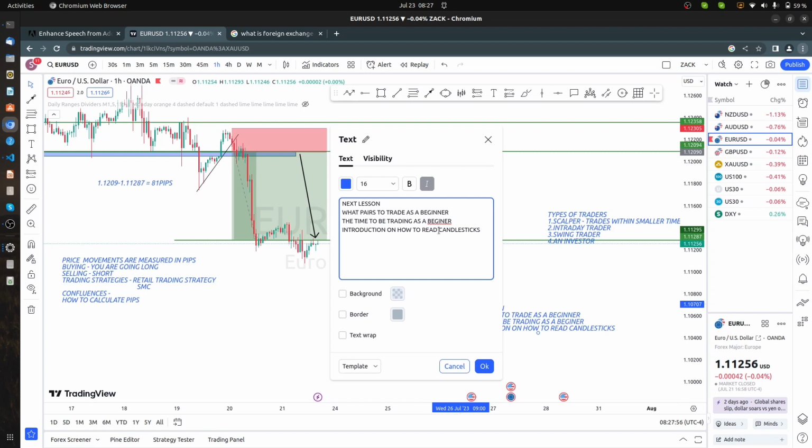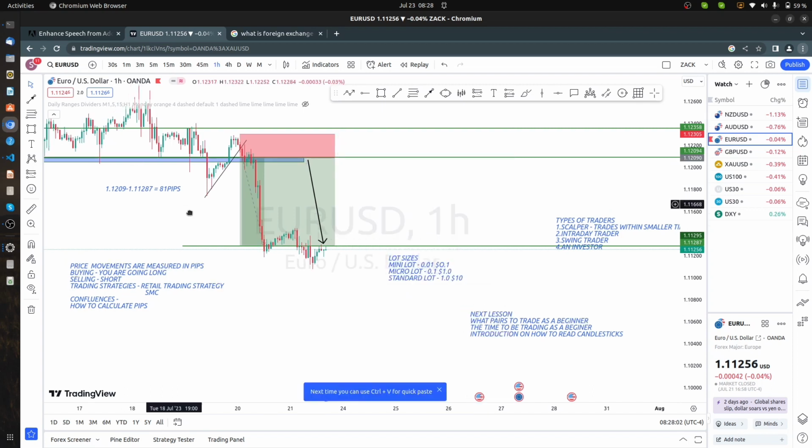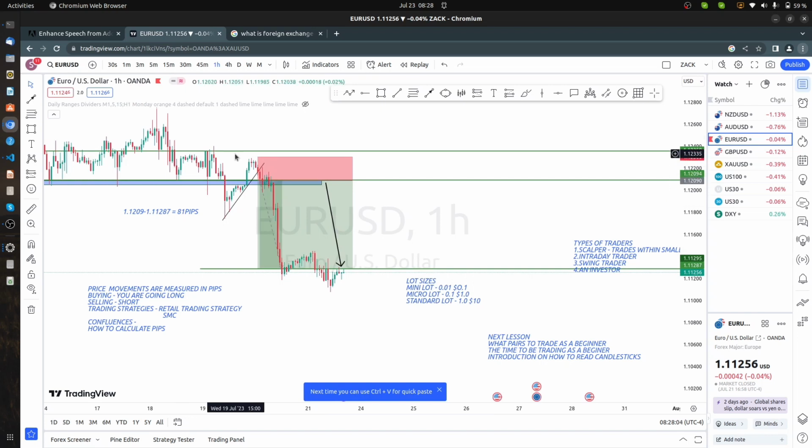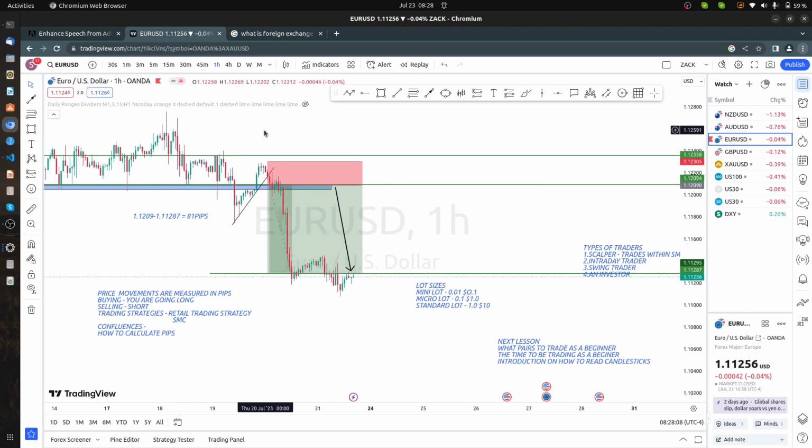Then an introduction on how to read the candlesticks, because you know these candlesticks are telling a story. If you're able to understand these candlesticks, then you're in a better position to profit from the market as compared to if you don't understand the candlesticks. So these are what we call candlesticks, and I'll give a lesson on them on the next video.